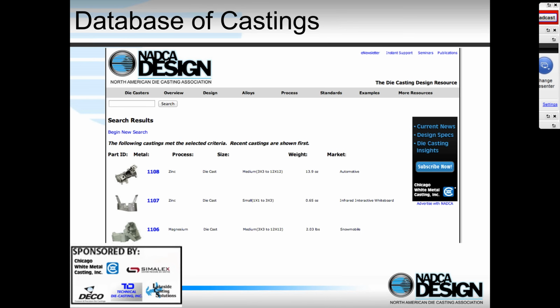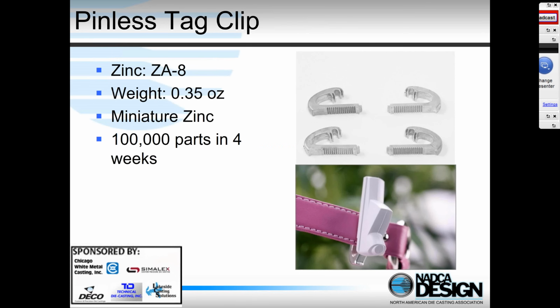But it kind of gives you an idea about what people are doing, and therefore what you ought to be doing as a designer of die castings. Okay, so let's just go through a few examples in the last couple of minutes. So here we have a zinc die casting, ZA8. This is a tag that's used in department stores to keep people from stealing clothes. And so obviously extremely high productivity, somewhere around 100,000 parts every month or so.